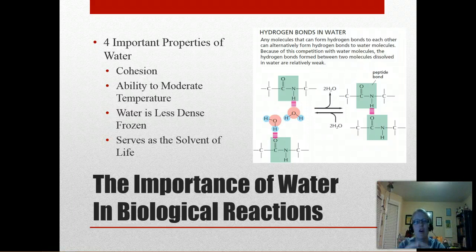And then lastly, water serves as the solvent of life. Most things that we need in life dissolve in water. So it's really important. That's partially why our cells are so much water. So make sure you understand these 4 properties and how they play a role within the cell.